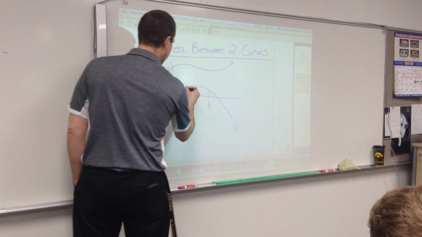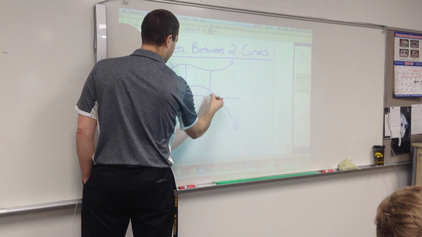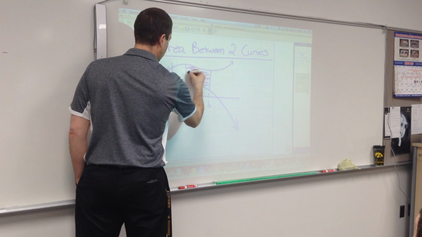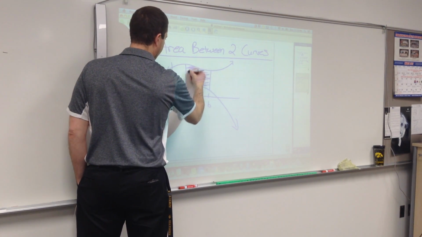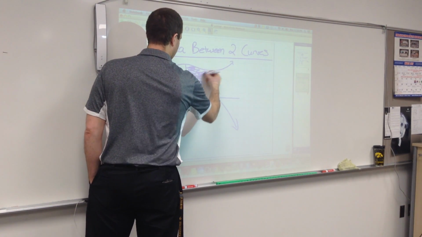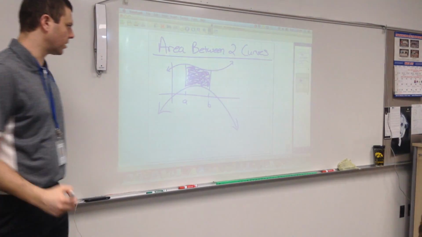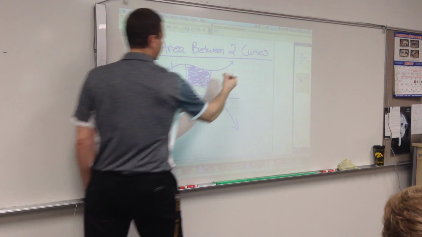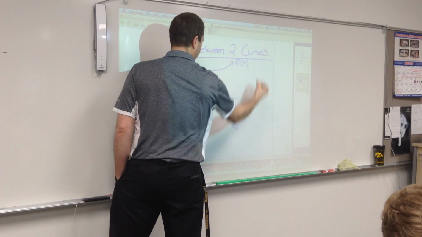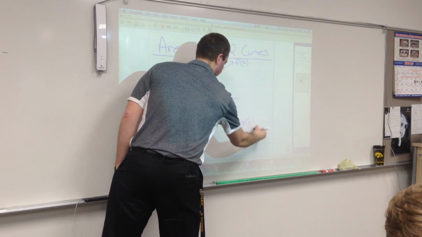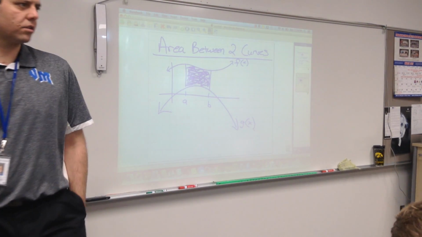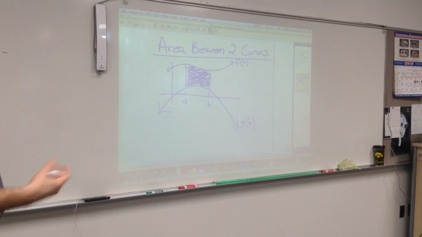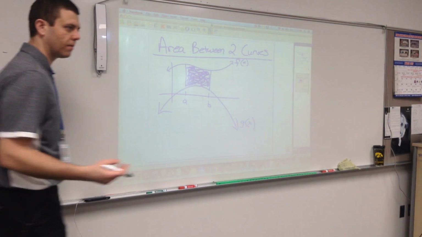If I want to know this area between those two curves, and let's say this was our function f of x, and this was our function g of x, it is as simple as you probably think. Okay?